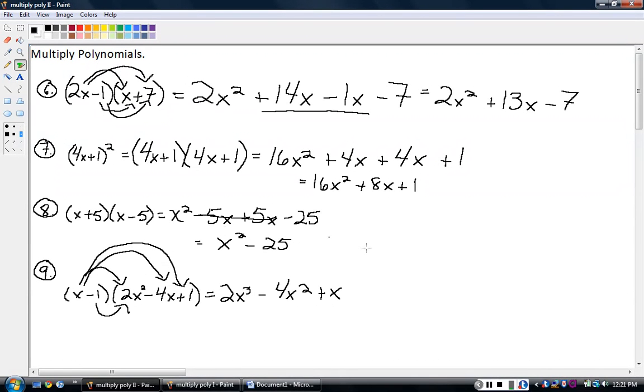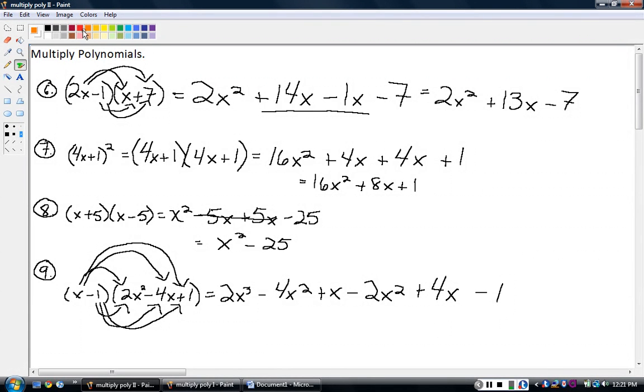Negative 1 times 2x squared, minus 2x squared. Negative 1 times negative 4x, plus 4x. And negative 1 times 1, negative 1. Okay, so I've done with the multiplication. Now I just got to combine like terms.